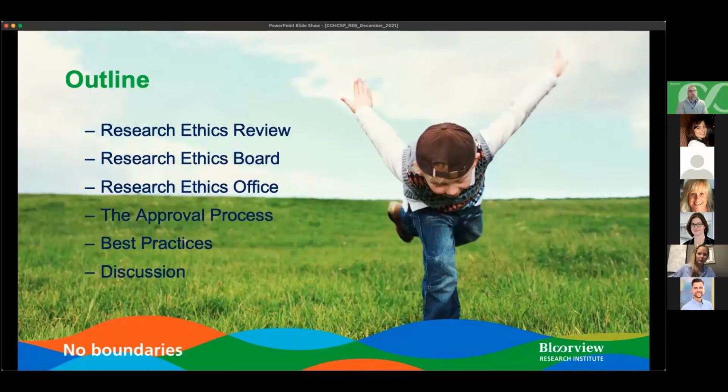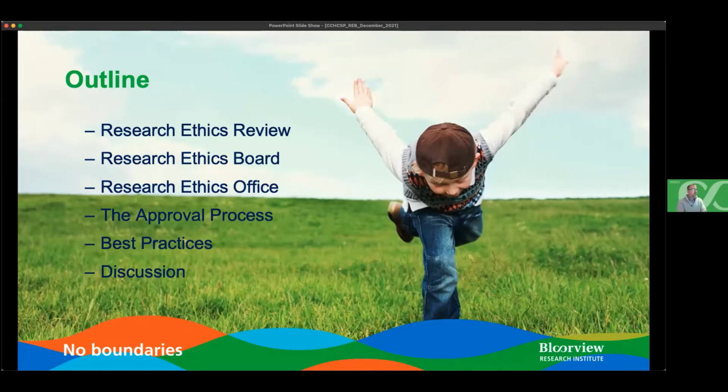So even though this is supposed to be a brief presentation today to allow us time for lots of meaningful discussion, I wasn't sure where we would all be with our understanding of the research ethics review process. So I have a very brief overview of that. And then I want to share with you some insider tips about the Research Ethics Board, the Research Ethics Office, and how those two relate to each other, at least at my institution, the approval process itself, best practices, and then of course we'll have time for discussion.